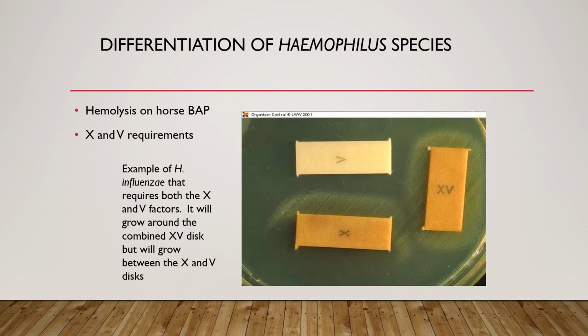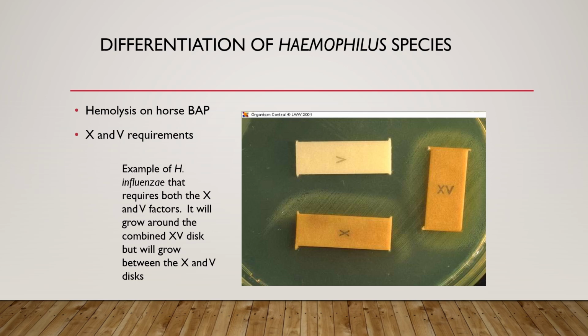So there's many types of Haemophilus species. Haemophilus influenzae is primarily the one that we care about because it can be a pathogen. But we can differentiate Haemophilus species by exposing them to the X and V factors.